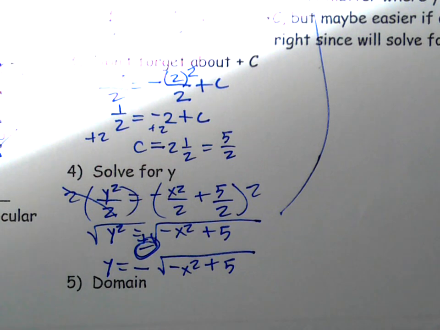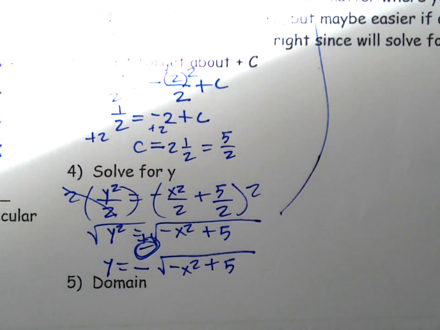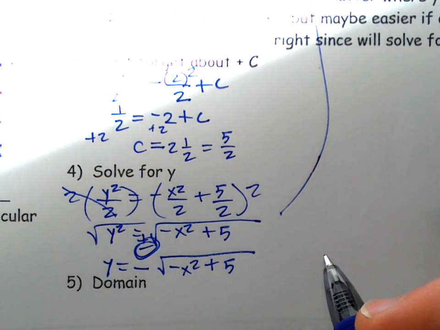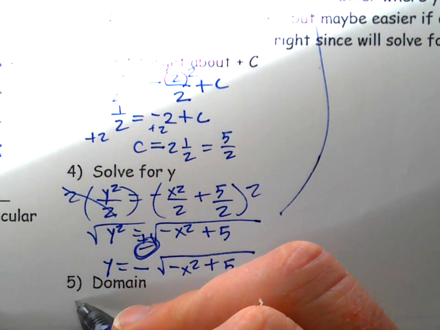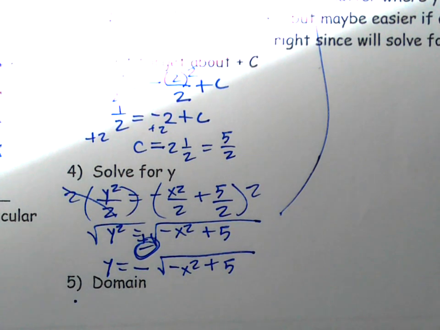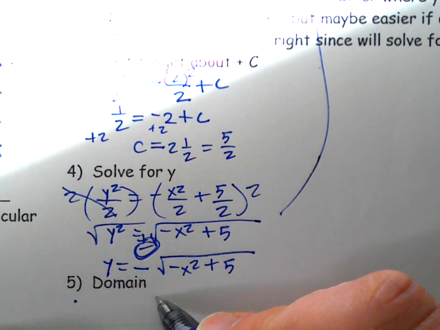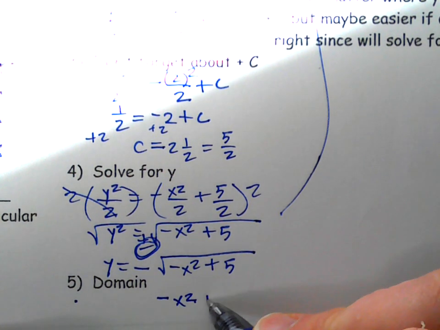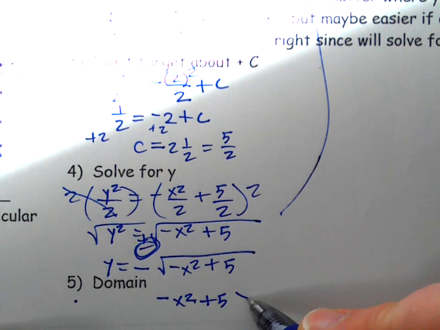And so we need to now figure out the domain. That's always this extra step people just tend to forget, and you'll lose that last point if you do. So for the domain, we're looking for different issues. We know that for domains of even root functions, the inside has to be greater than or equal to 0.